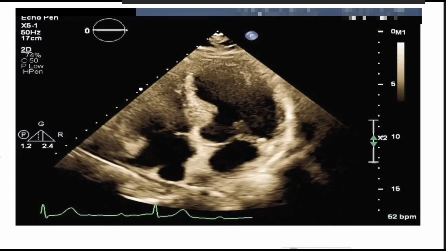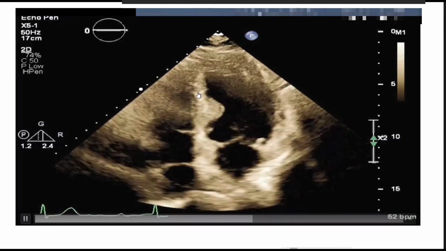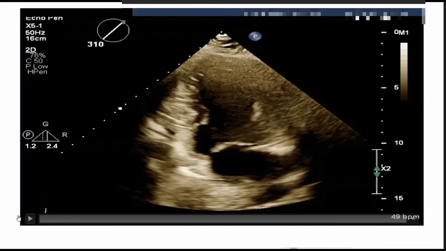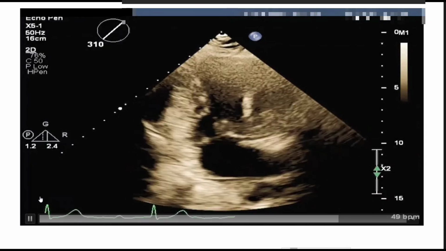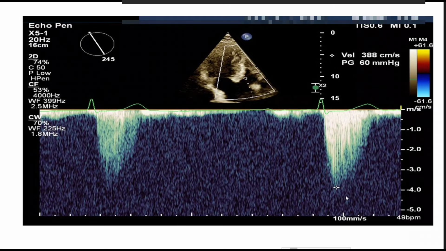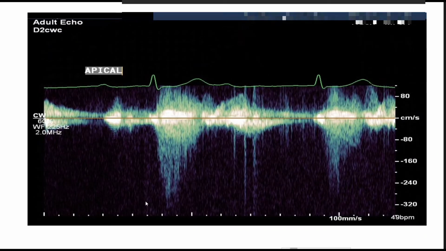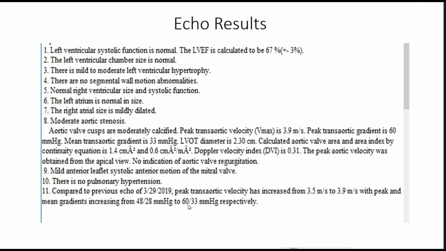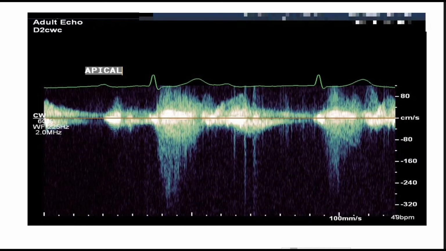His function looks reasonably good. We're not seeing anything other than some left ventricular hypertrophy, but no wall motion abnormalities. And his velocities are about 4 meters per second. Now, this does represent an increase from his previous echo. So the valve is progressively getting worse, but they still interpreted that as moderate. So any comments, anything that they should have done different, because they did do blind CW.